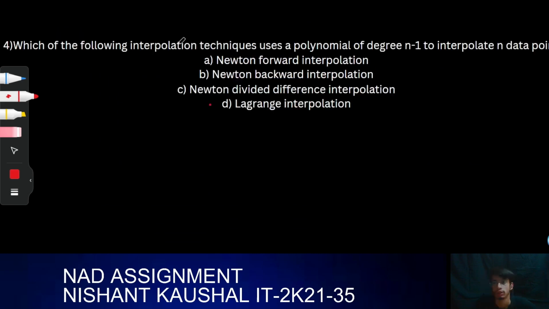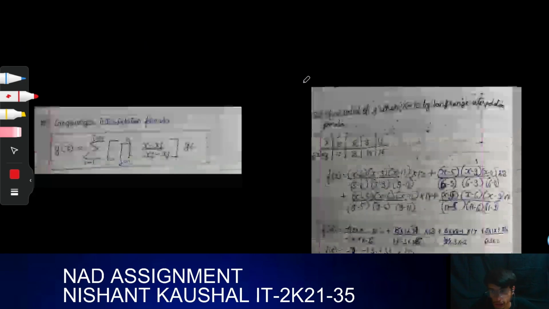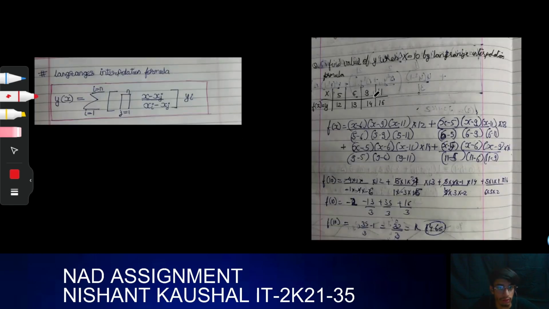So let us proceed to our fourth question. Which of the following interpolation techniques uses a polynomial of degree n minus 1 to interpolate n data points? So it should be D, Lagrange's interpolation. Why? Let us see the Lagrange's interpolation formula. So this is Lagrange's interpolation formula. In this example, you can see we have four data points, right?